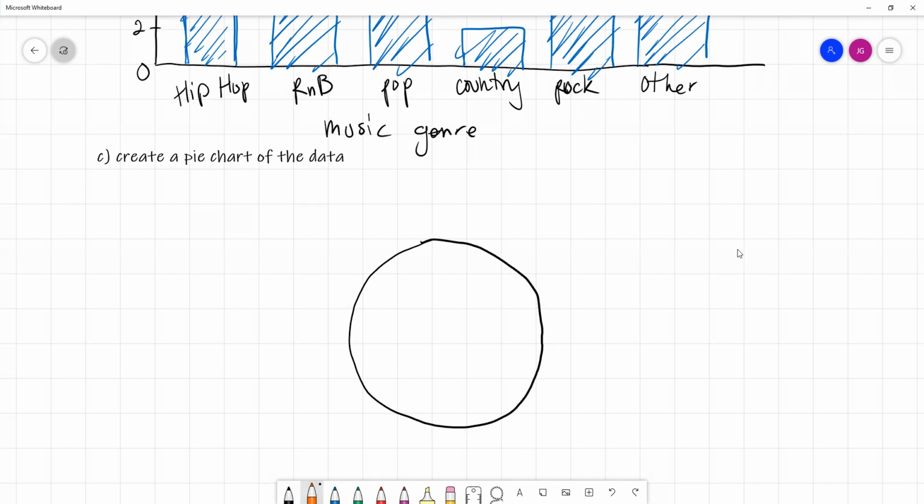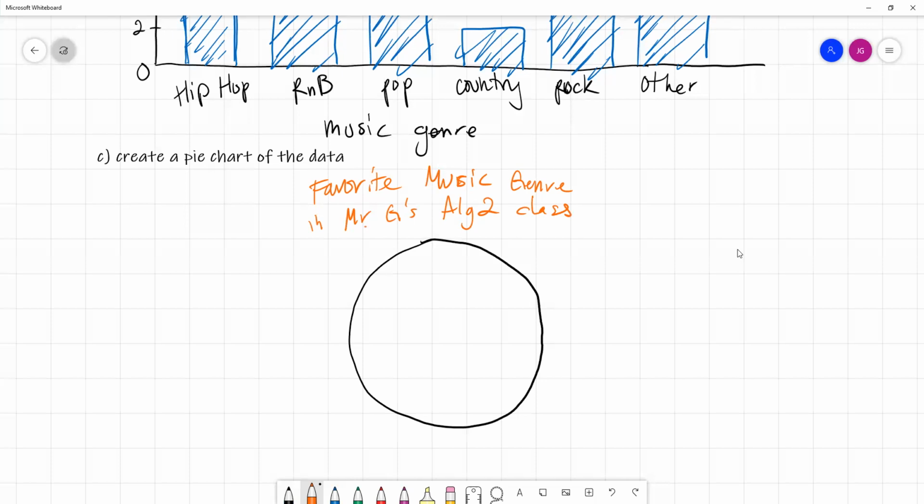We wanna make sure it has a title. We can keep the same title. So, favorite music genre in Mr. G's Algebra 2 class. Okay, and then here's kind of the part where, since we're hand drawing this, we don't really need to be super accurate.